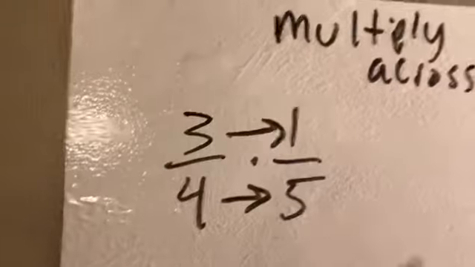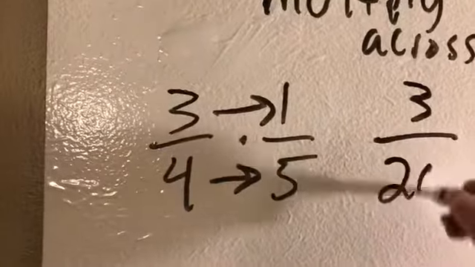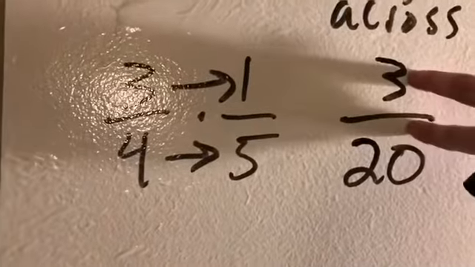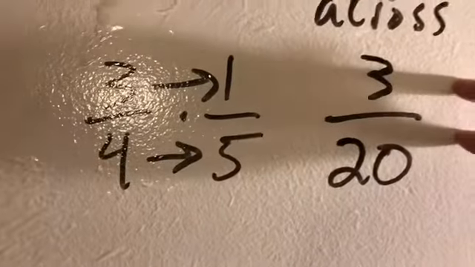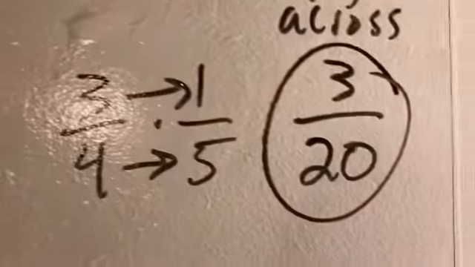Boom, boom. 3 times 1 is 3. 4 times 5 is 20. Now ask yourself, can I simplify this? Can I divide both numbers by the same thing and get a nice perfect smaller answer at the end? No, not for 3 and 20. Let's try this next one.